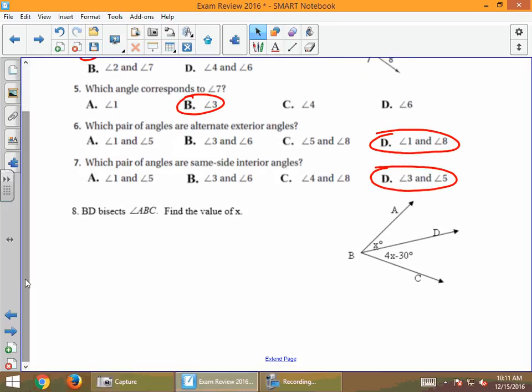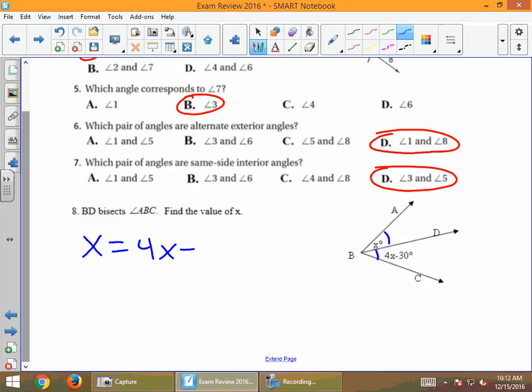All right. Number 8. It says BC bisects angle ABC. Find the value of x. Well, what did we just say about an angle bisector? What does it do to the big angle? Bisects it, which means it cuts it in half, so that these two little angles are congruent. If we know these two little angles are congruent, how can we set this up? Equal them to each other. Good. So we can say x is equal to 4x minus 30.